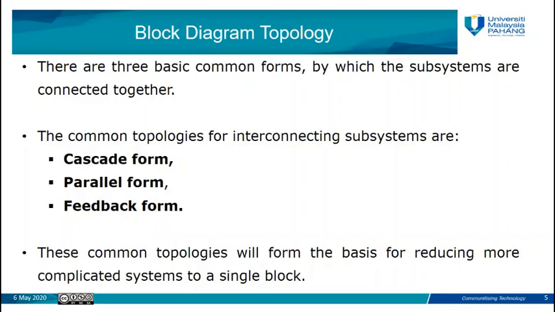For the topology of the block diagram, we have three types of topologies. We need to understand these topologies because we are going to use them to simplify the complicated control system. The first topology we call cascade form. The second is parallel form. The third is feedback form. We are going to see each type of topology and how it will be used to simplify the complicated control system.